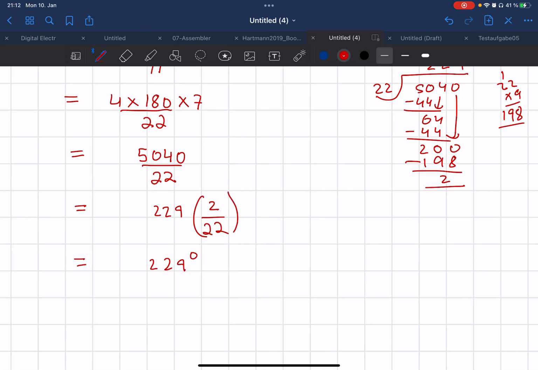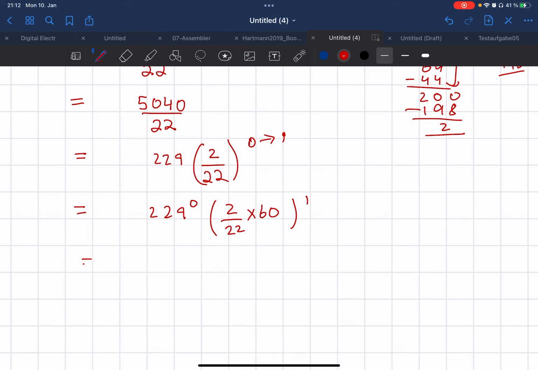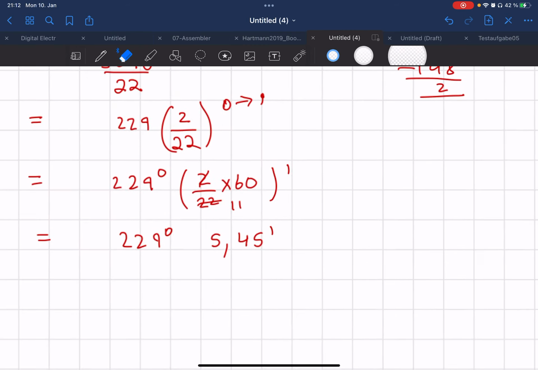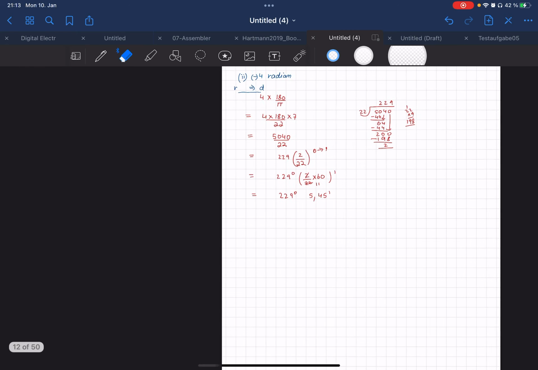Now I convert this to minutes. So 2/22 times 60 minutes. This is in minutes, degree to minutes. And then I do 2 by 11 times 60. So this is 120 by 11. So that is your minutes. I'll just divide it, 120 divided by 11. If you want to go any further, you can. I'll just write 10 minutes. You can just solve it ahead with the same method.